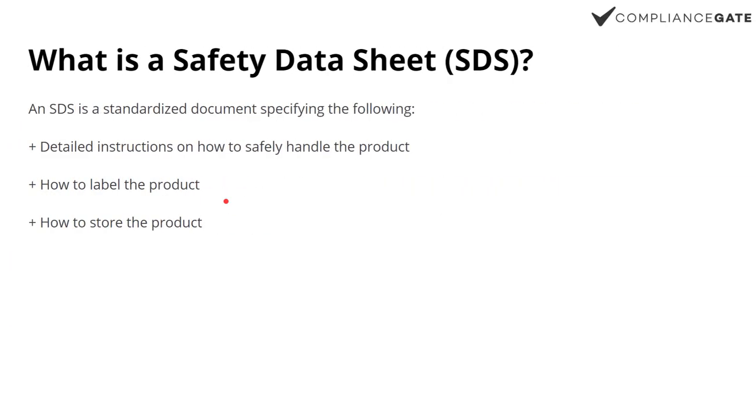So number one, what is a safety data sheet? It's basically a document that provides instructions on how to safely handle the product, how to label the product, and how to store the product. These are the basics.